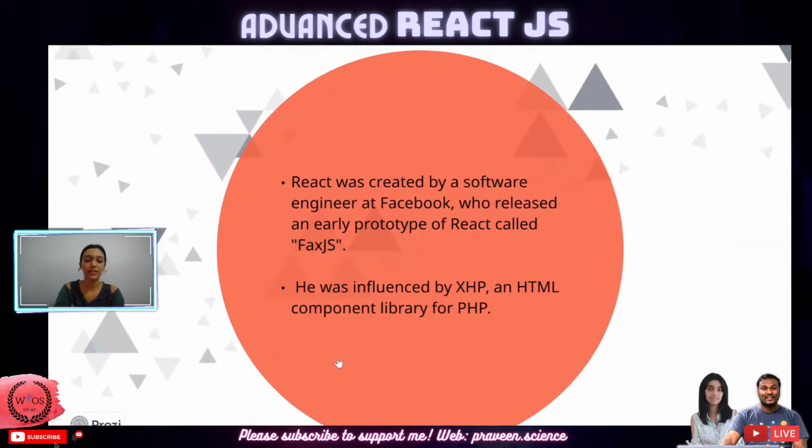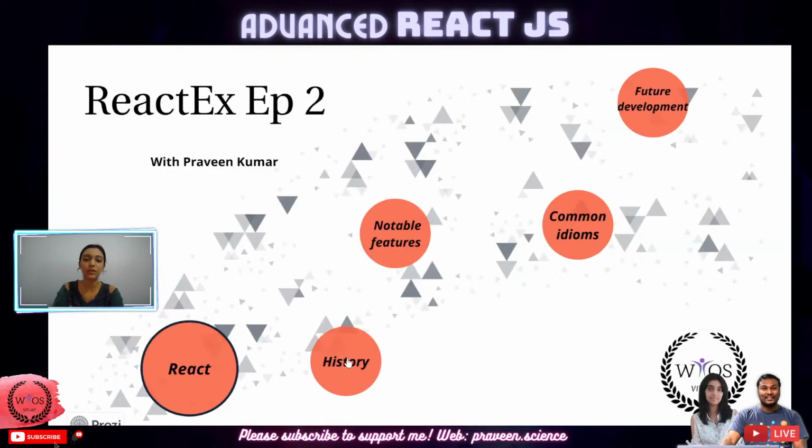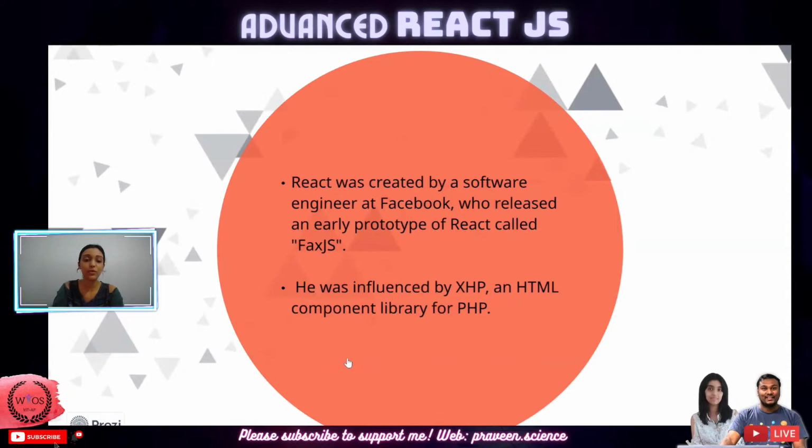Here's the history. React was created by a software engineer at Facebook who released an early prototype of React called FaxJS. He was influenced by XHP, an HTML component library for PHP. It was first deployed on Facebook's news feed in 2011 and later on Instagram in 2012. It was open sourced in May 2013. React Native, which enables native Android, iOS, and UWP development with React, was announced in February 2015 and open sourced in March 2015.